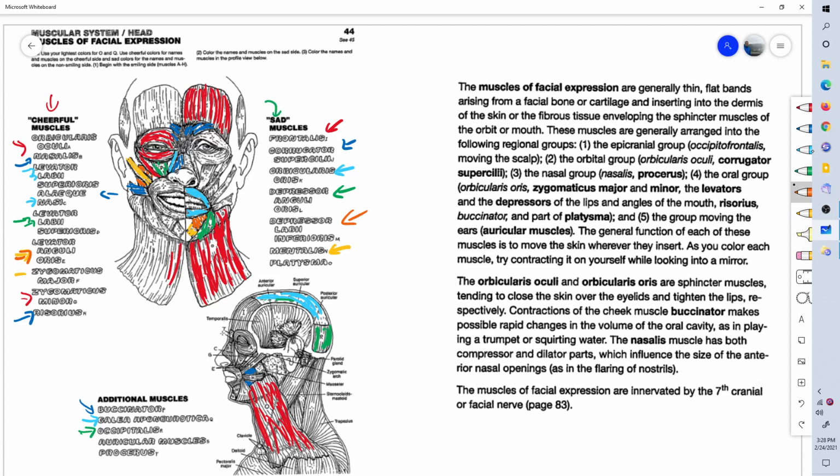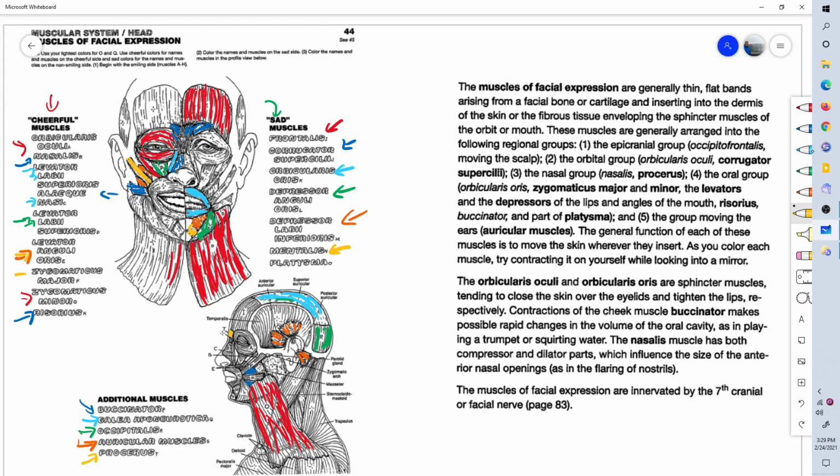The auricular muscles, the auricle is the ear. That means the muscles that move the ear, the auricular muscles. And then the procerus muscle, a tiny little muscle in between your eyes, right in here, probably having to do with squinting and frowning and other eye expressions. The procerus muscle.